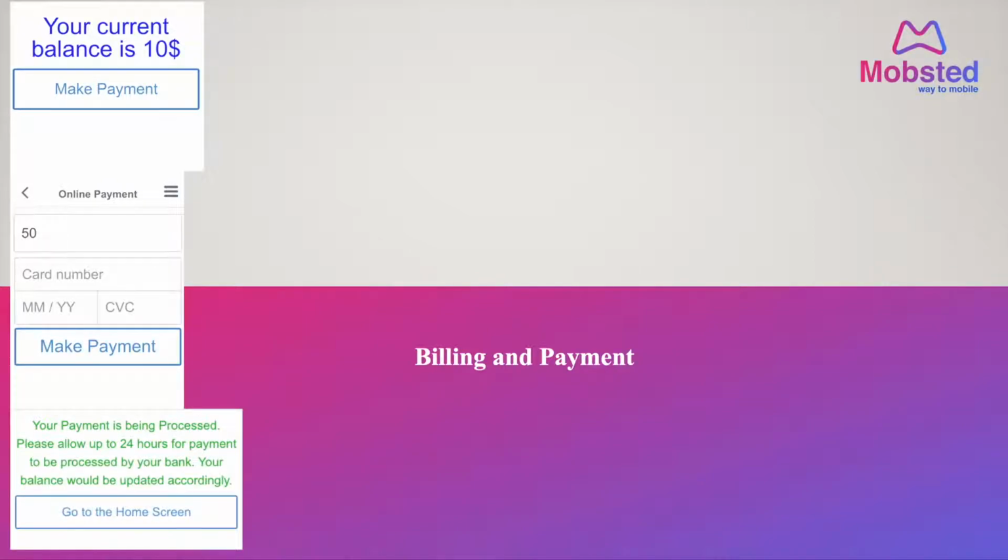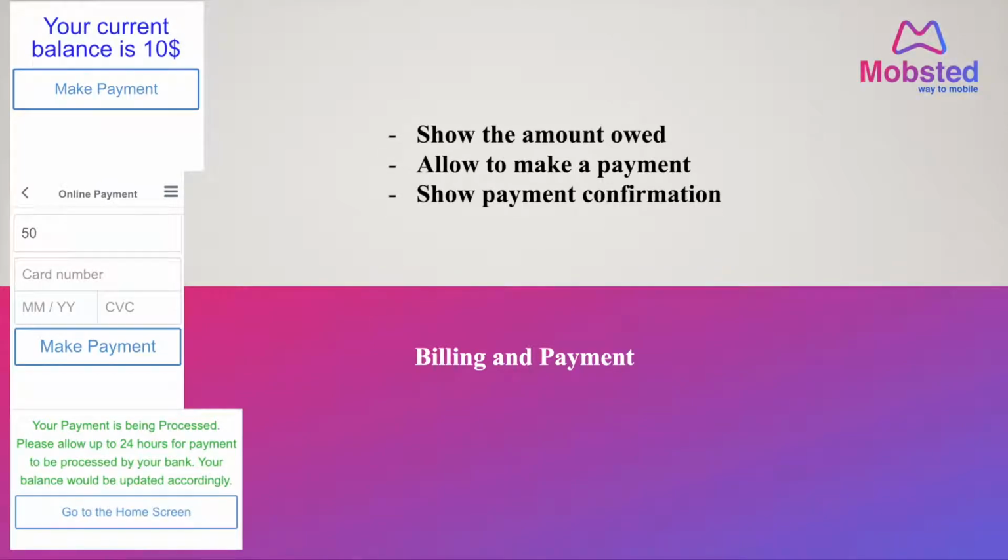One of the main objectives of any customer-oriented company is to create a convenient, easy solution for clients to make payments. I'm going to demonstrate how to use the Mobsted platform to create interface screens, allowing your clients to make their current and past due payments quick and easy. So our objective is to provide clients with precise, accurate information on the amount owed and let them pay online.